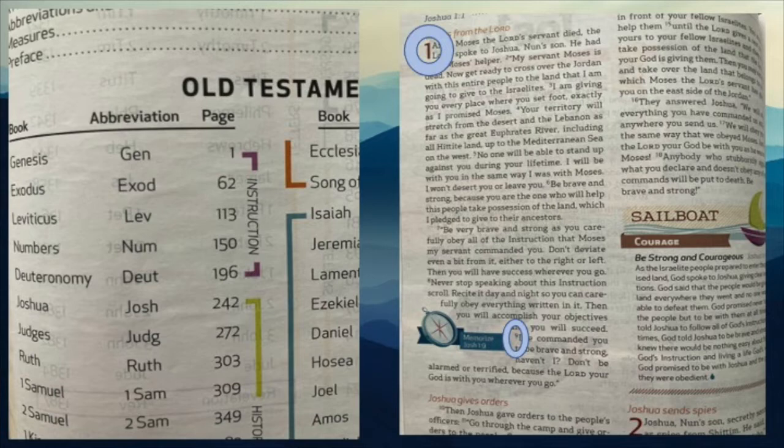See if you can beat me. I'm pretty fast. If I beat you, you can pause the video for just a second, all right? Because I may have practiced this before. So if you go to page 242, you will find the start of the book of Joshua.